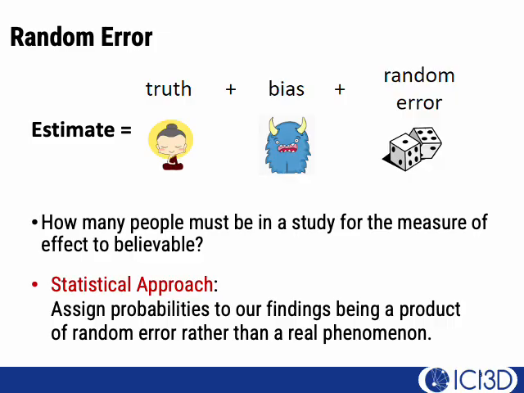Random error is typically introduced because we're not including the entire population in our study, but some representative sample. The smaller our sample size, the more random error. We want to include enough people in our study so that our measure of effect is believable and not masked by random error. We use statistical approaches to assign probabilities to our findings, being a product of random error rather than a real phenomenon.